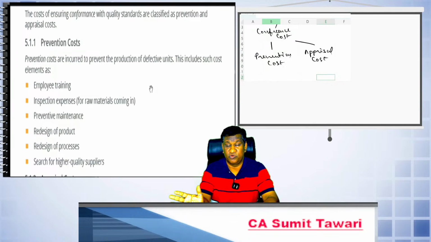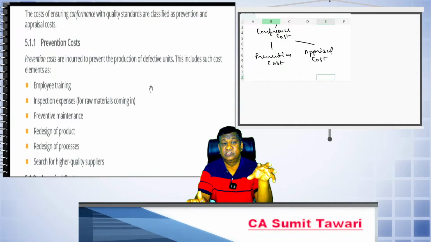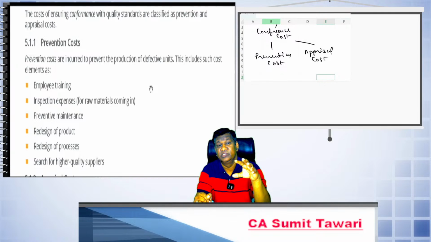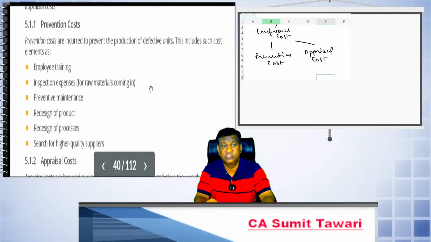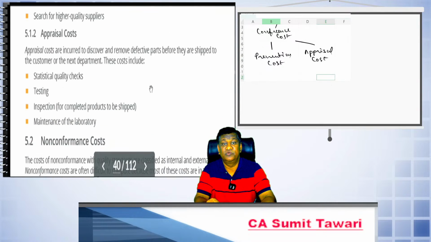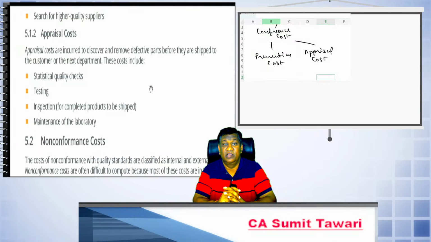So preventive cost is incurred to prevent defective units. Whenever the prevention cost is high, the chances of defective units, or of finding defects, are low. So that is also a balance we need to make. These are the preventive costs. Appraisal cost is the cost incurred to discover and remove the defective parts before they ship to the customer or to the next department. This cost includes statistical quality checks, testing, inspection, and maintenance of the laboratory.